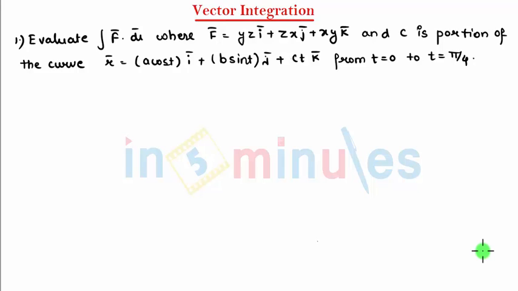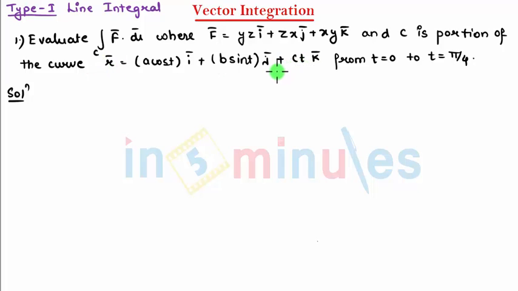We'll start with problems on line integral. So let's define this as type 1 line integral. My first problem is we need to evaluate the integral of F bar dot dr bar, where F bar is yz i plus zx j plus xy k bar, and C is a portion of the curve. The curve is given as r bar equal to a cos t i, b sin t j and c t k, from t equal to 0 to t equal to pi by 4.